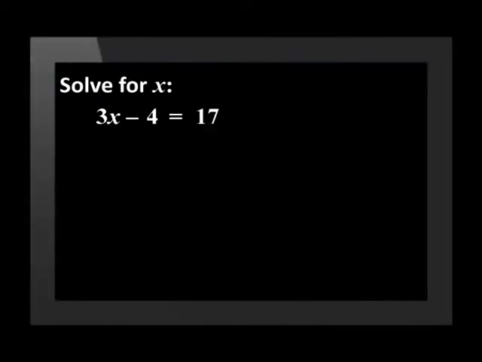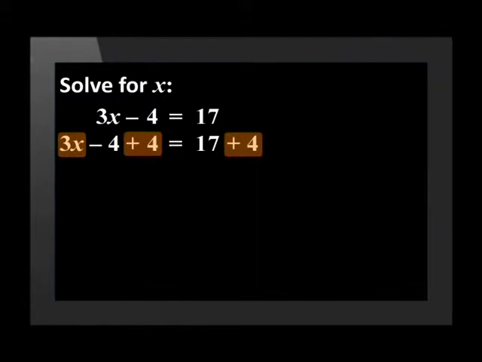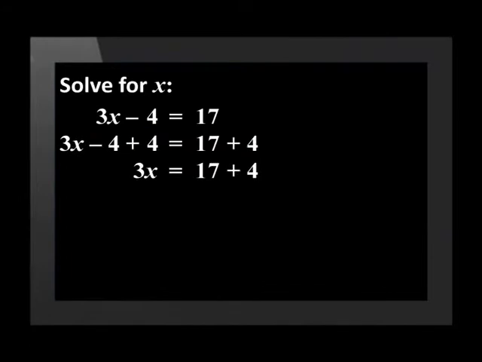Now for the first example. Solve for x if 3x minus 4 equals 17. First, we must get the term with the variable by itself, in this case, the 3x. To do this, we have to add 4 to both sides. On the left-hand side, we are left with 3x, and on the right, we get 17 plus 4. 17 plus 4 equals 21 on the right-hand side.